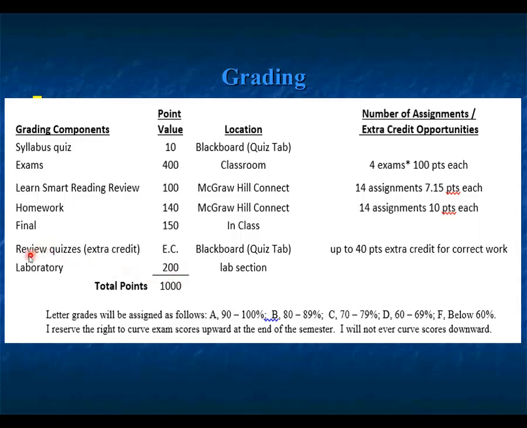You have some review quizzes that are on Blackboard. It's under the review quiz tab. Those review quizzes will quiz you on things such as element names and symbols, common ions, names and formulas. It will also quiz you on chemical names and formulas, and this is a way you can earn some extra credit in the course, up to 40 points of extra credit, so up to 4% extra credit in the course. So please try to work on those.